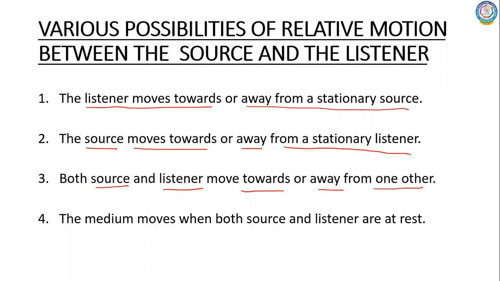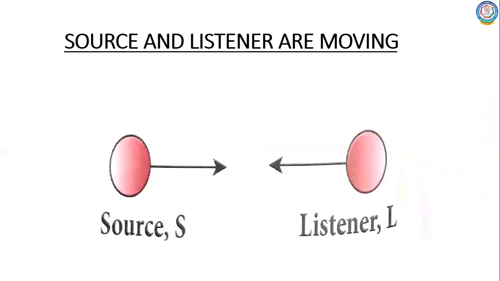The fourth is the medium moves when both source and listener are at rest. Here the source and listener are at rest, and what is moving is the medium. But for our convenience, here we have taken the velocity of the medium to be 0. The medium is considered to be at rest. So let us discuss all these cases one by one.